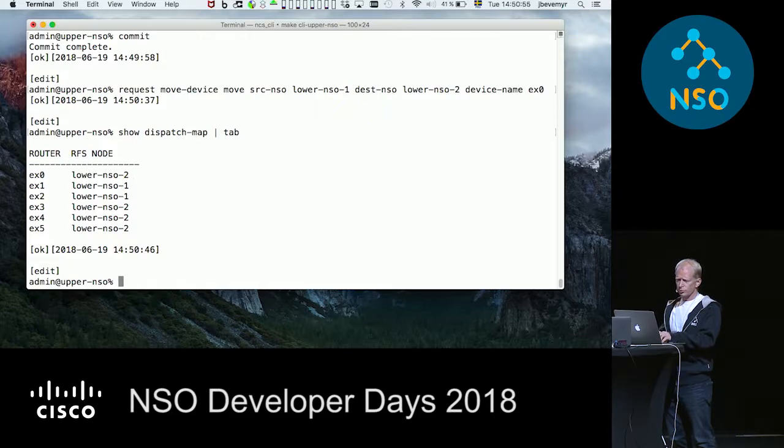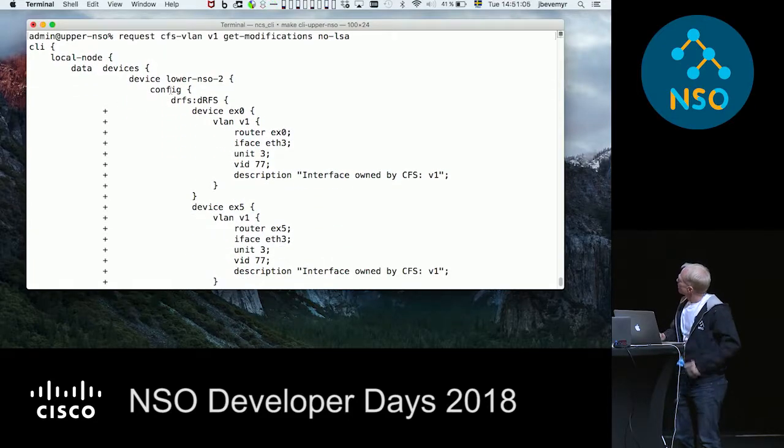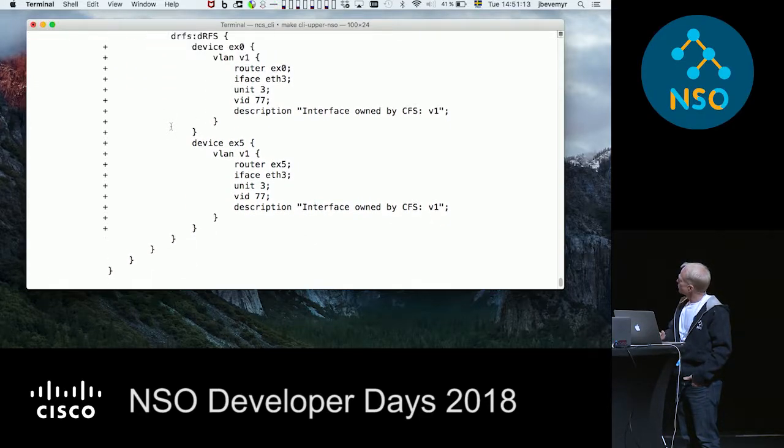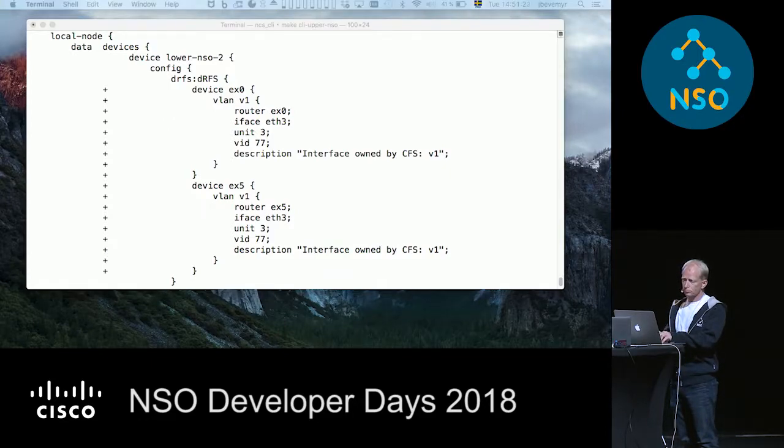We can also look at the modifications of the service. We can see that previously the resource-facing service was created on LSA node 1 for X0. Now they are both residing on LSA node 2. So everything has been moved and the service references on the upper node have been updated. So that's sort of nice.